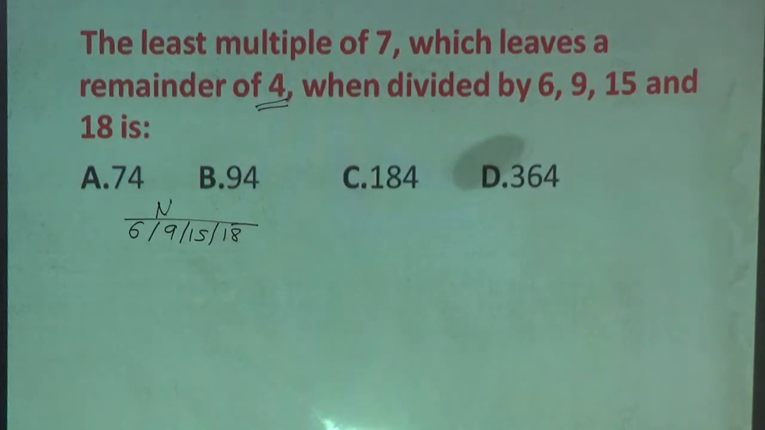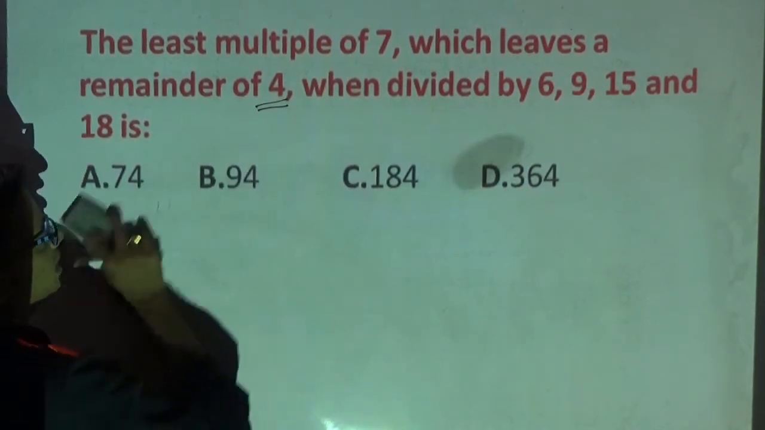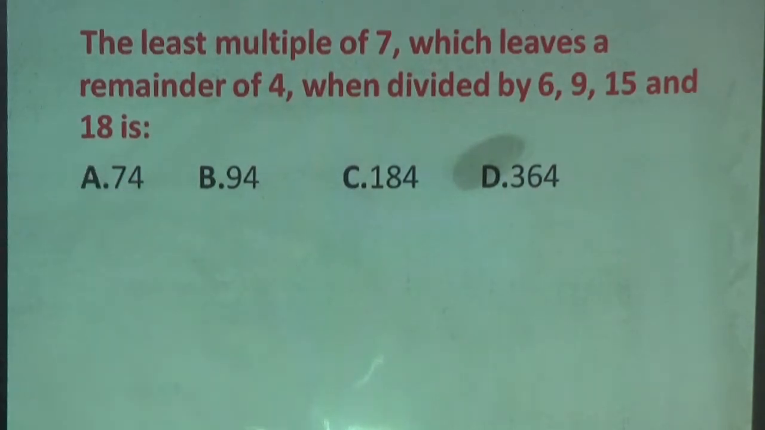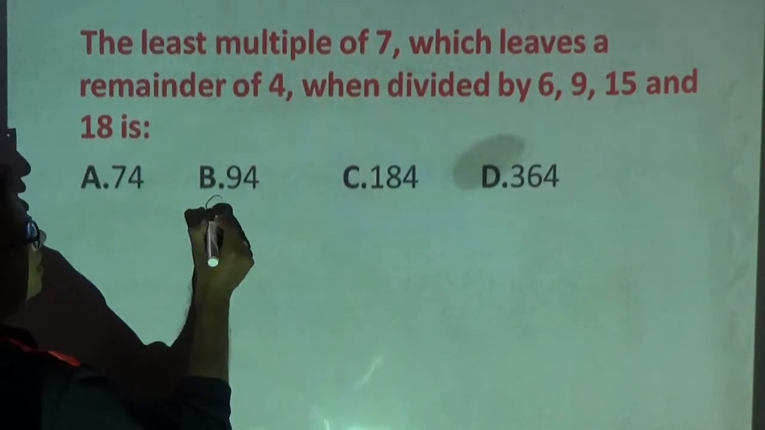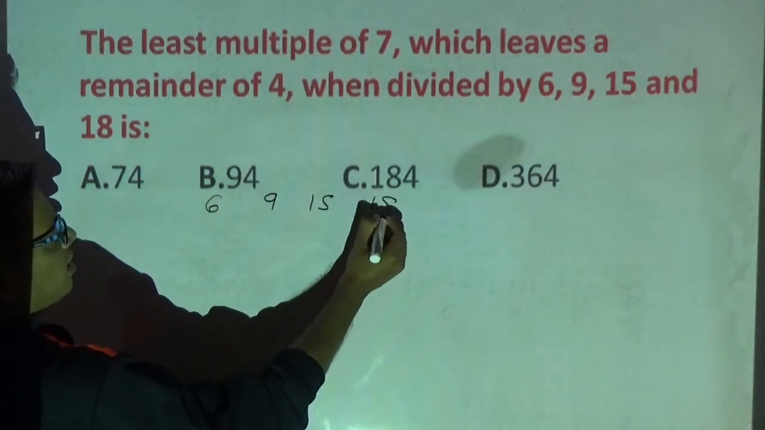Now please observe: first of all, the number that I want is in the numerator. That means I need to find out the LCM. First of all, eliminate the confusion in your mind whether I need to find the HCF or LCM. The number I want in the numerator means I need to find the LCM of 6, 9, 15 and 18.